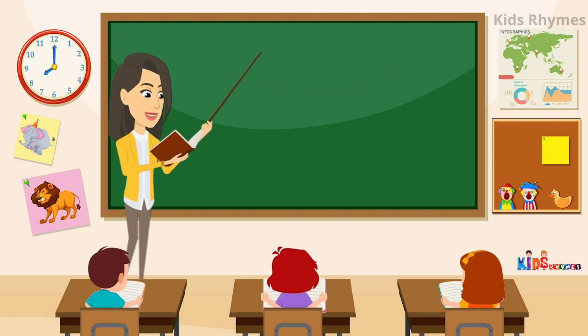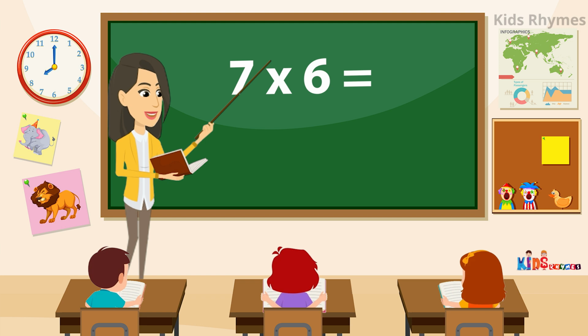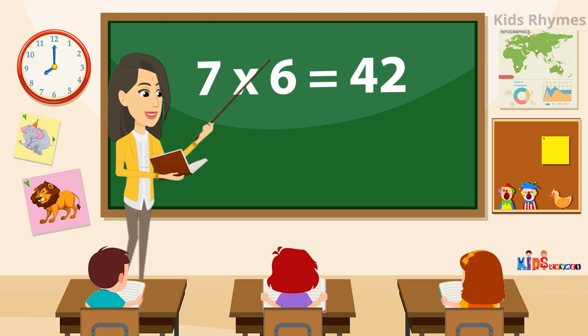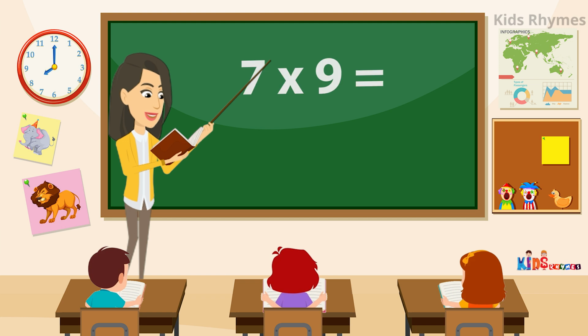Moving to the next. 7 into 6 is equal to. The answer is 42. Very good. Moving to the next. 7 into 9 is equal to.